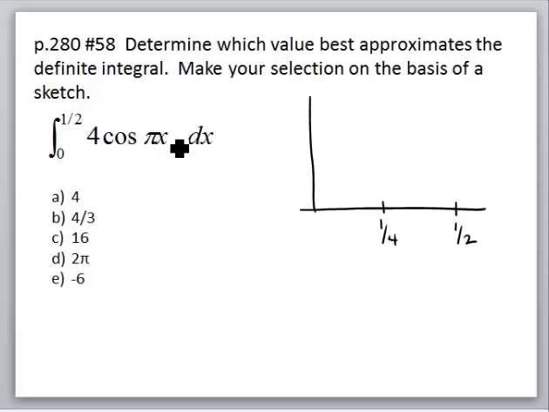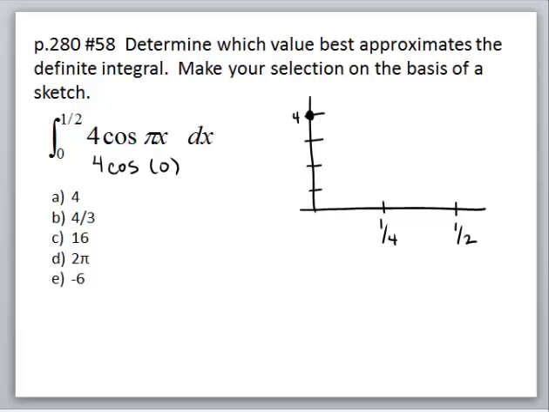If I plug in 0 into this problem, what I end up getting is 4 cosine of 0. Well, the cosine of 0 is 1, and so 4 times 1 would be 4. So that means the height of this graph goes up to 4 at 0.